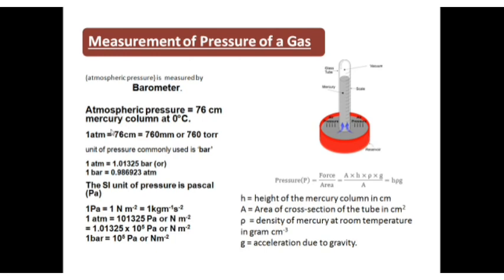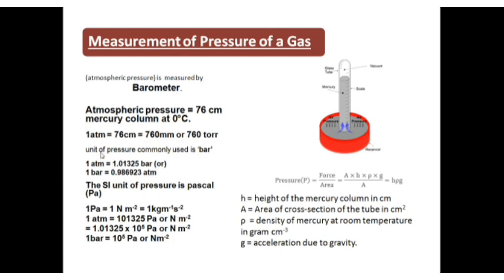This is the pressure exerted by the atmosphere at sea level. The smaller unit commonly employed in expressing the pressure of a gas is millimeter or torr, and therefore we can say that 1 atmosphere is equal to 76 centimeter of mercury, or equal to 760 millimeter or 760 torr.